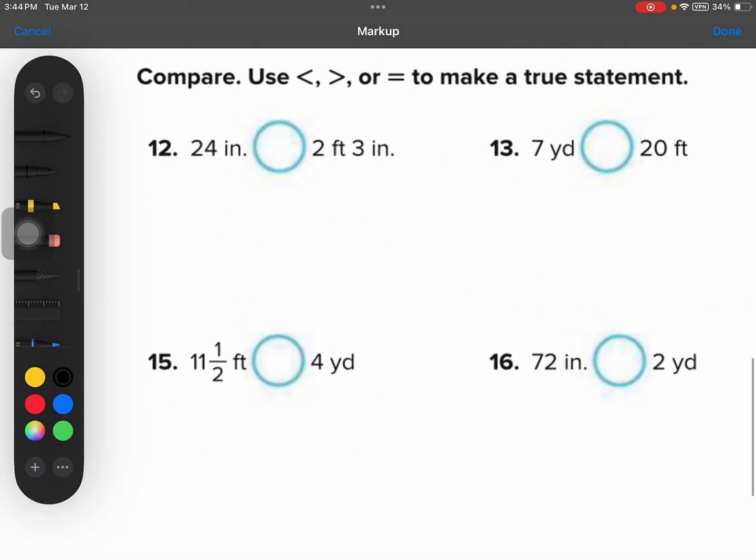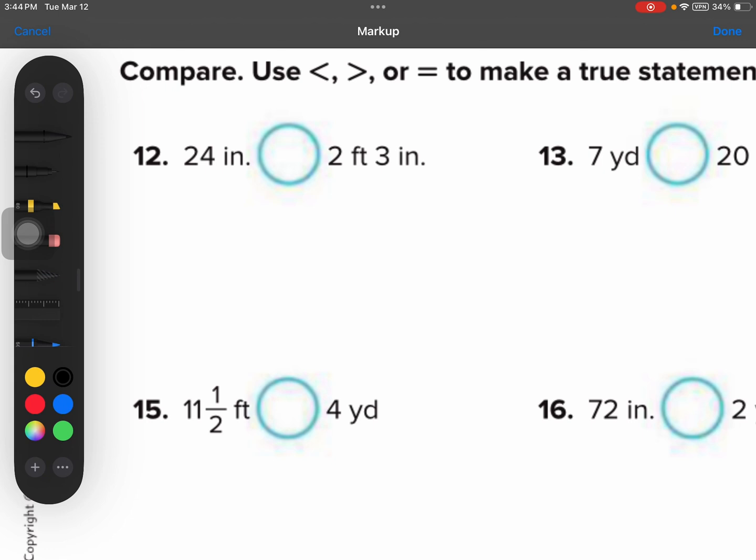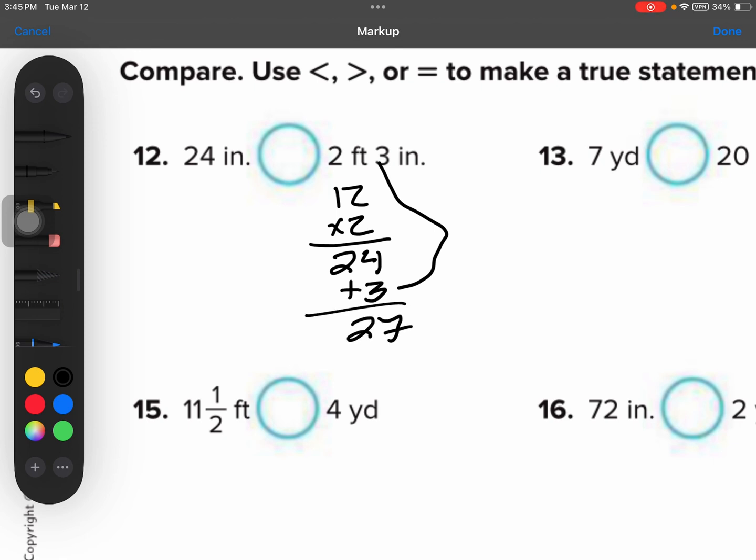Okay, this is where we're going to compare. The easiest way to compare is to look and see which one's the smallest unit. Do we have inches or feet? Which one's smaller? Inches. So we need to convert everything to inches. This is already in inches. We need to convert this one to inches. So feet, there's 2 feet. I know there's 12 inches in a foot, and there's 2 of them here. So that's 24. Then I'm going to add this to it. So I know there's 27 inches there. So now I can compare 22 to 27. Well, I know 27 is bigger. Alligator jaws are going to go that way, greater than.